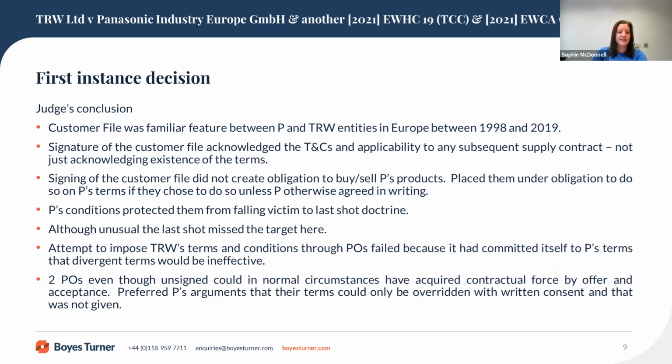The attempt to impose TRW's terms and conditions through purchase orders failed because it had committed itself to Panasonic's terms and that the divergent terms would be ineffective. The two purchase orders, even though unsigned, could in normal circumstances have acquired contractual force by offer and acceptance, but the judge preferred Panasonic's arguments that their terms could only be overridden with written consent, and that was not given. The judge at first instance therefore set aside the service of the claim and declared that the Hamburg court had exclusive jurisdiction.